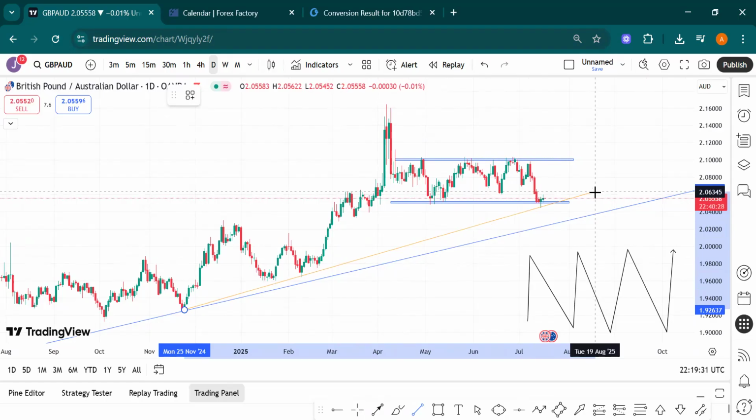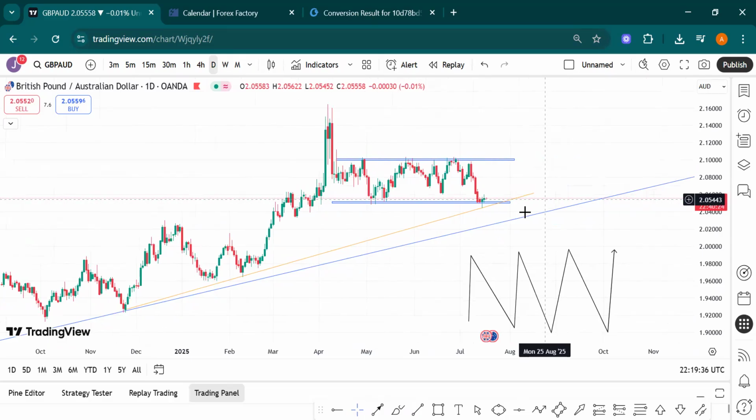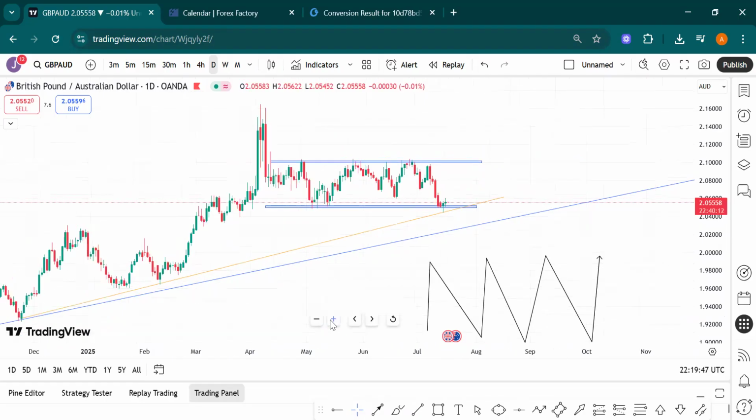Now I call it an internal trend line because it is the trend line that relates more to the most recent happening in the market. So as we can see, price made the first touch here, second touch, and price is currently making a third touch of this trend line.